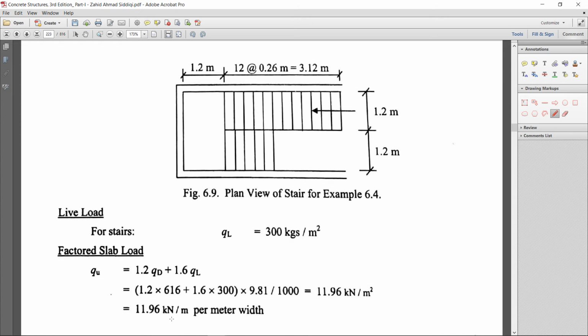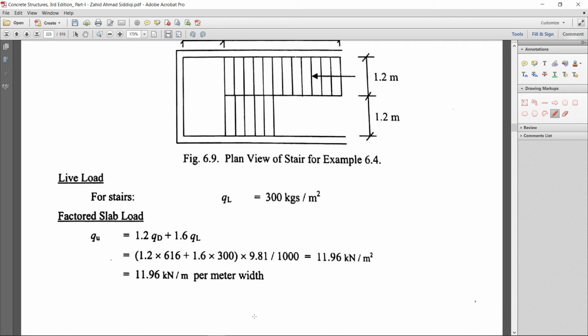As we have designed in the previous slabs or one-way slabs, we take the unit strip for the design of the slab, and after designing one strip of the slab, we distribute this strip to the whole slab. That's why we have taken the unit strip, that is 1 meter. So that's why multiply with 1 meter.